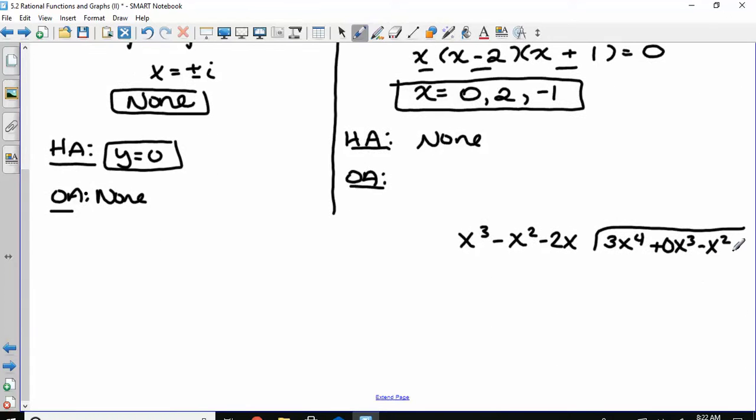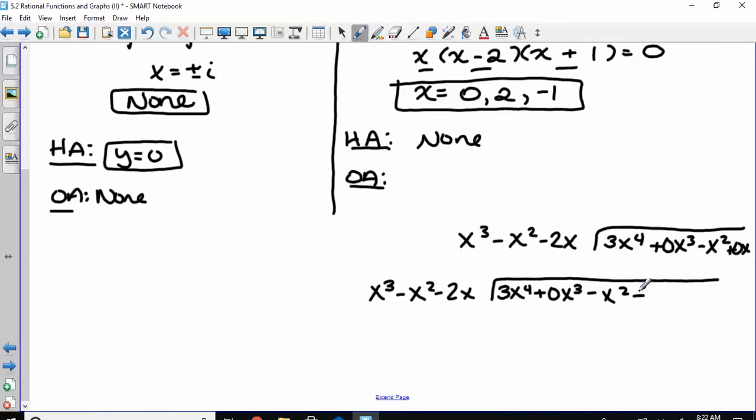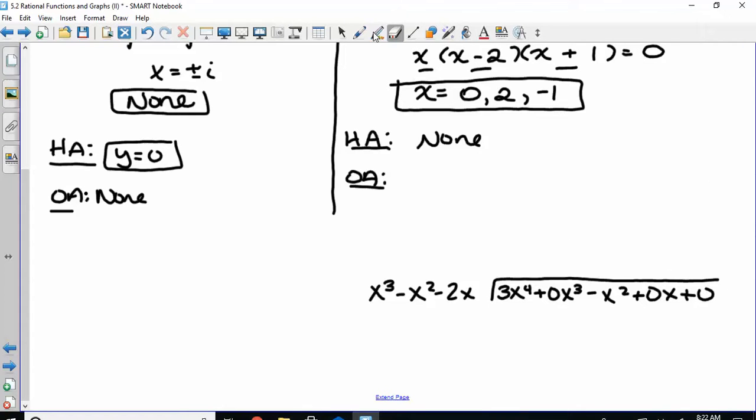I'm going to run out of space. A 0x and a 0. I'm going to rewrite this. I don't have enough space there. Now, the good news is I don't have to do the full long division. We just need a line. y equals mx plus b. So basically, I have to get my m and my b, and then I'm done.